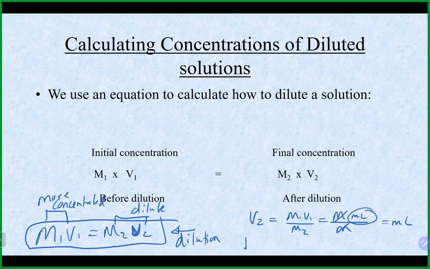If you solve for M2, which would be M1V1 over V2, and we did those in milliliters, this would be molarity times milliliters divided by milliliters. Milliliters would cancel and you would end up with molarity. And this is because you're dividing by milliliters, so your millimoles and milliliters will cancel each other out and bring you back to moles per liter.